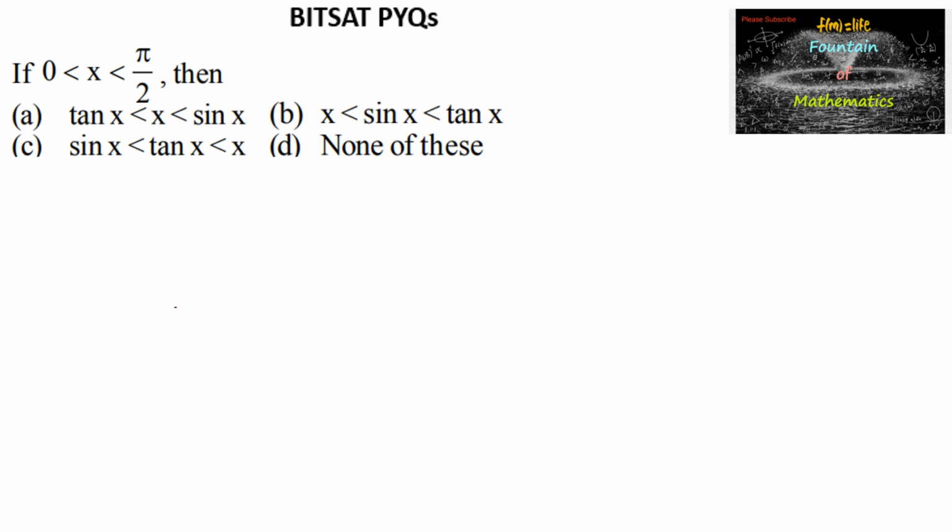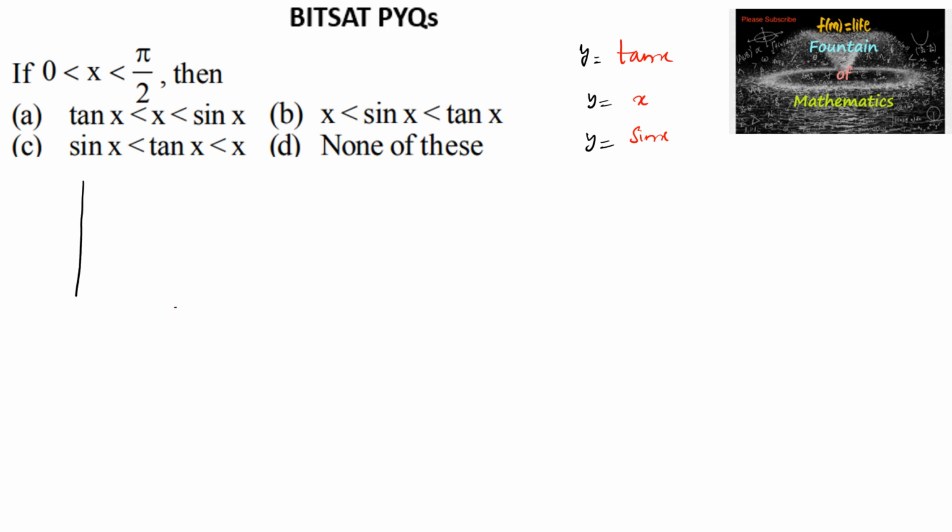Given x lies between 0 and pi by 2, in the interval 0 to pi by 2, we need to arrange the order of the functions tan x, x and sin x. So let us consider y is equal to tan x, y is equal to x and y is equal to sin x. Let us solve this graphically.